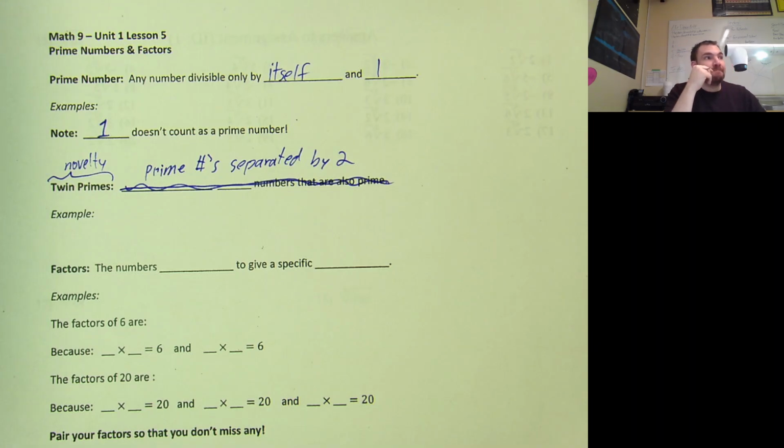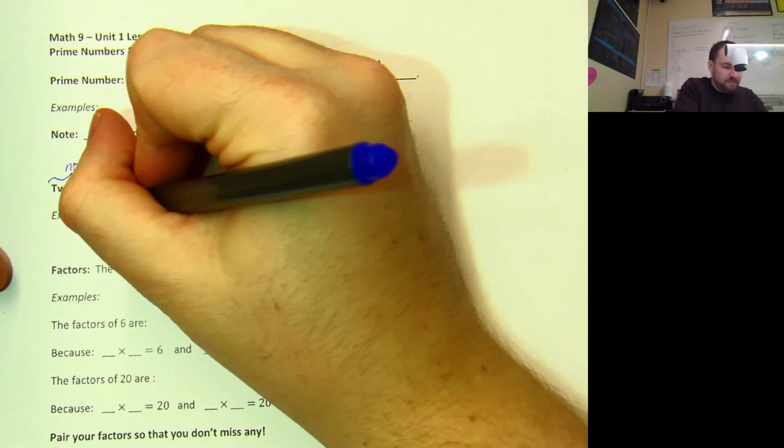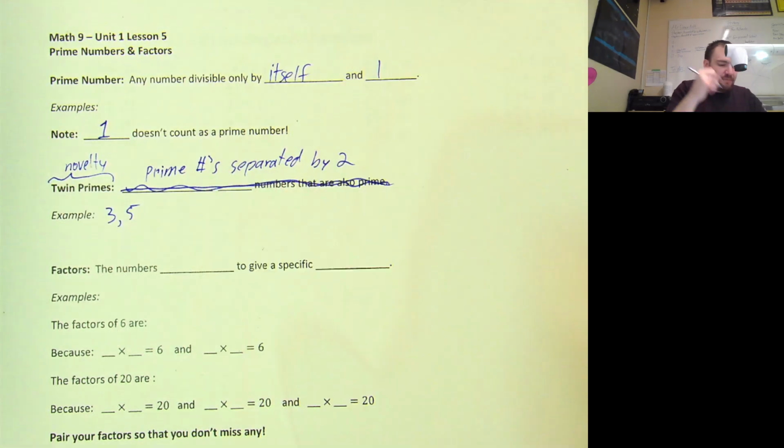Sorry? 3 and 5. 5 and 7 would be the next one. But they actually form a prime triplet. 3, 5, and 7 are all prime, so they're a triplet of numbers. They're a novelty. They show up and you're like, oh, that's kind of cool, but we don't actually do anything with them.